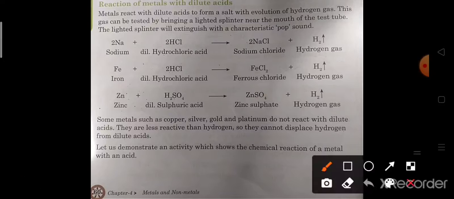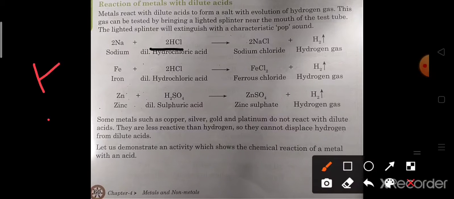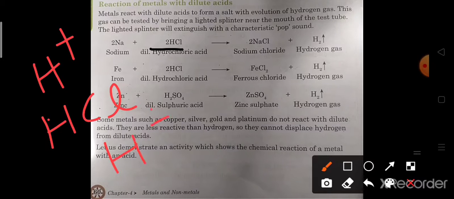Now, what are acids? Acids have the H plus ion in common. What actually do they have in common? They have the H plus ion in common. Now what is H plus ion? This is H plus ion. Now in HCl we have two ions: one is H plus and the other one is Cl minus.